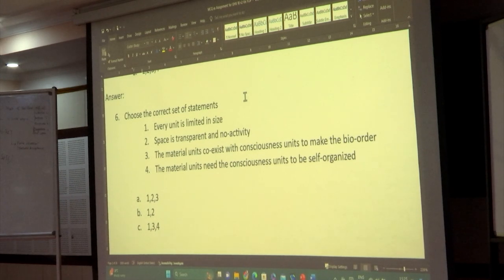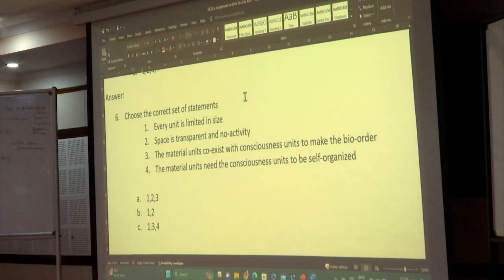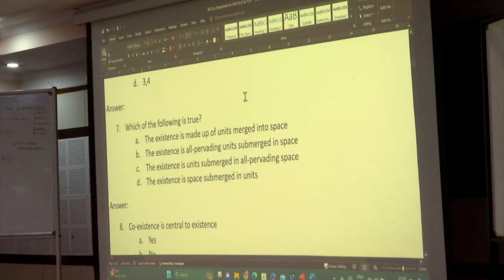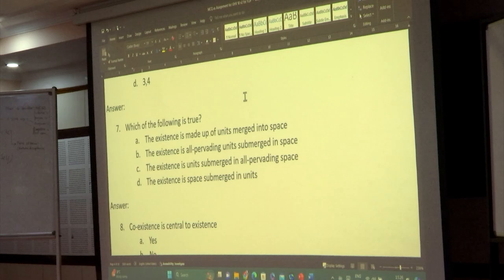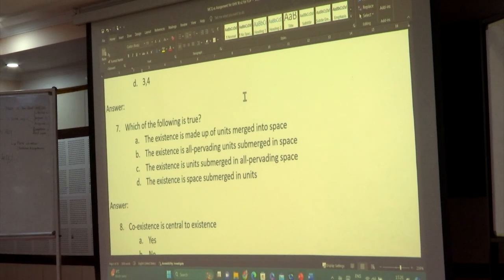So do the material units, yeah. Material unit by itself is self-organized. The material unit does not require me to be self-organized, isn't it? All these units are self-organized. They don't need us to be self-organized. So B. Nice, Didi. Next. Which of the following is true? How about A? So they are not submerged, submerged, not merged. Yes. So C, nice.